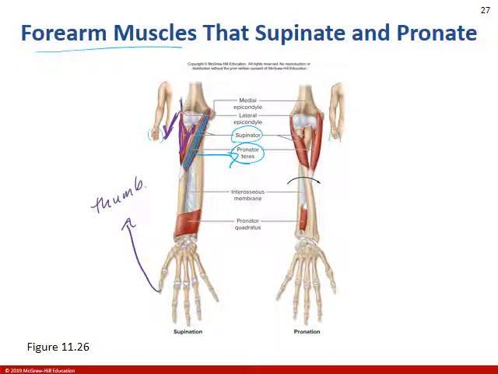So it's attached to the lateral epicondyle of the humerus. The pronator, P pronator, is on the pinky side. So it's attached to the medial epicondyle of the humerus.